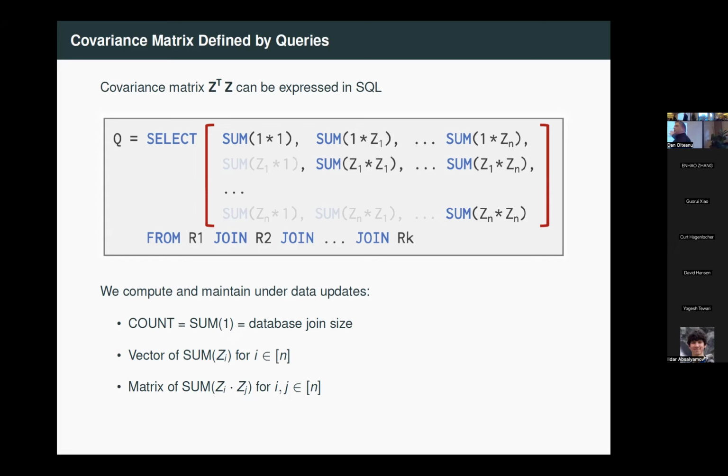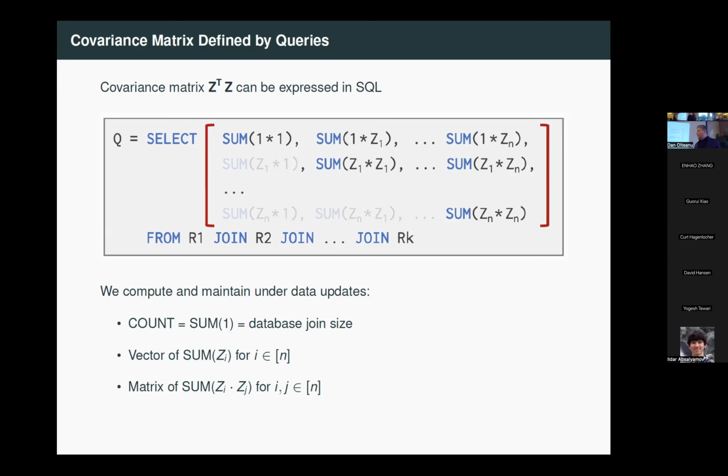We have to compute some vectors, like sum over Z1, sum over Z2, sum over Zn. And we have to compute some matrix, which is sum over Zi times Zj, right? So these are the quantities we have to compute. These are the aggregates. So what we did is that in our factorized representation, we go bottom up, and instead of computing a single aggregate, we now compute these composed aggregates bottom up. And once we reach the top, then we already have our result.